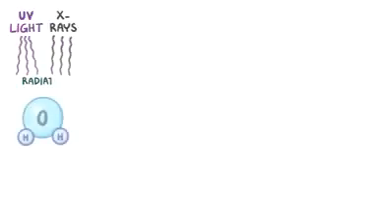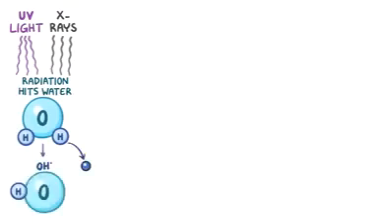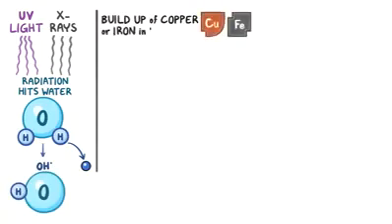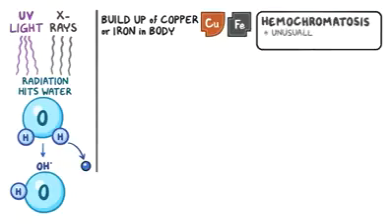Another way free radicals can be generated is through exposure to ionizing radiations, like ultraviolet light or X-rays. When the radiation hits the water in the tissues, it knocks off an electron from water, converting it into hydroxyl radical. Free radicals can also be generated when there's a buildup of metals like copper or iron in the body. For example, hemochromatosis is a condition where unusually high amounts of iron is absorbed.